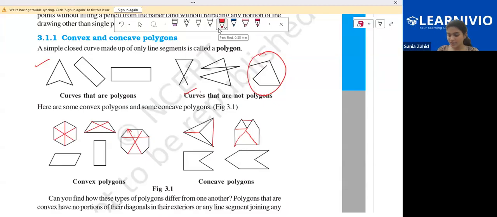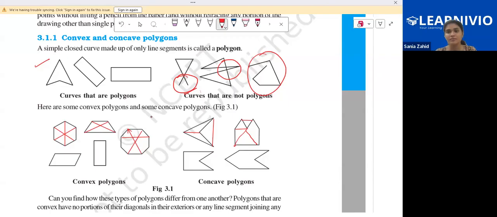Now, what about the first and the second one? In the first one, two lines are lying externally and they are not joining each other. Here it is open, so that is why it's not a polygon. Here the lines are crossing one another. I said simple closed curve. What is the definition of a simple closed curve? That the lines should not intersect one another. But here the lines are intersecting, so this is not a simple closed curve in the first place. And if it's not a simple closed curve, how can it be a polygon? It's not a polygon either, right?